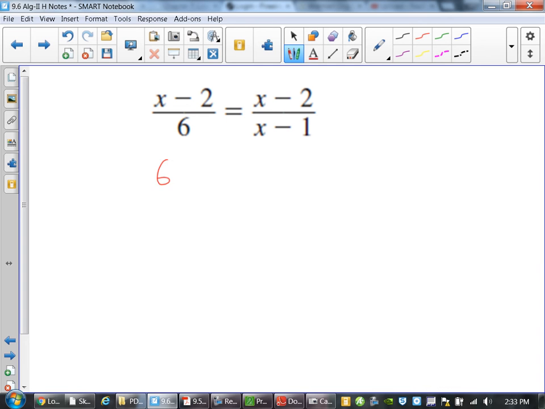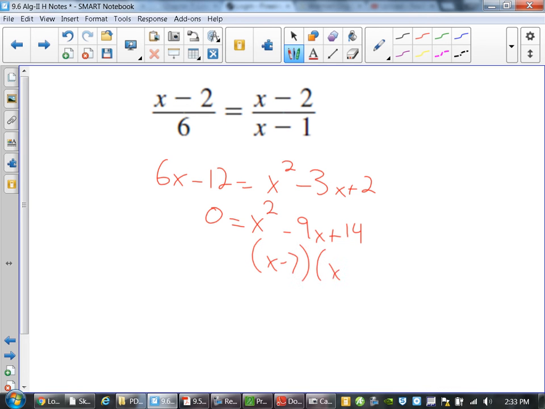So you're going to get 6x minus 12 equals x squared minus 3x plus 2. Move it all over. We're going to get 0 equals x squared minus 9x plus 14. Minus 7, minus 2. 2 and 7. Do they both work? Yeah, they do.